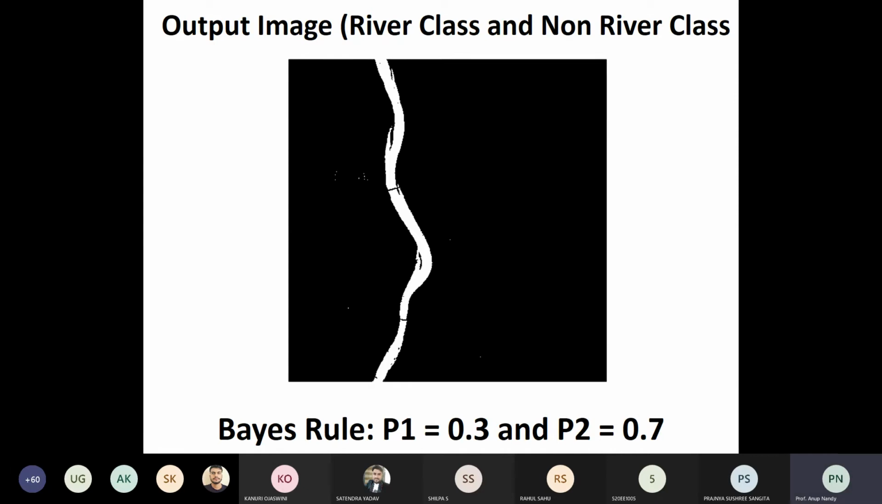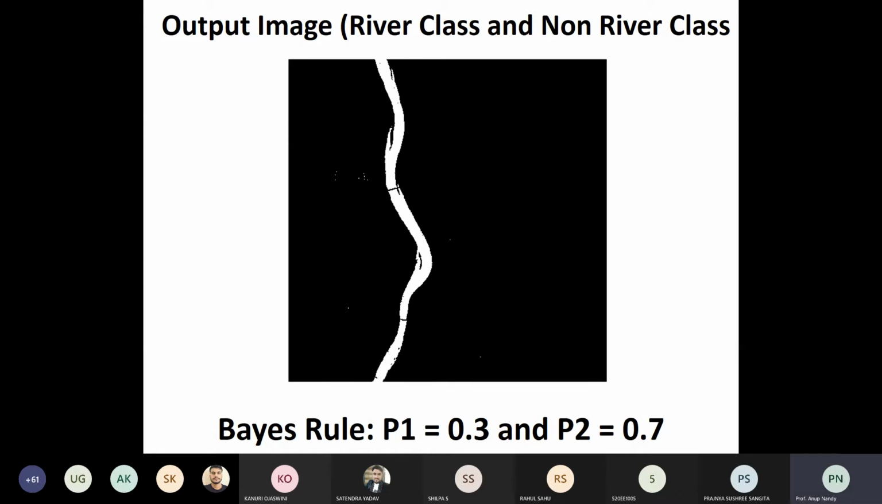This is a black and white image, where one intensity value is 0 and the other is 255. Now you will have 3 different cases, and you need to show the output in MATLAB for these 3 different cases. Capital P1 is equal to 0.3. It means that this is a prior probability for class 1. Class 1 means river class. And capital P2 for the non-river class is 0.7. Now if you just sum them up, you will get 1.